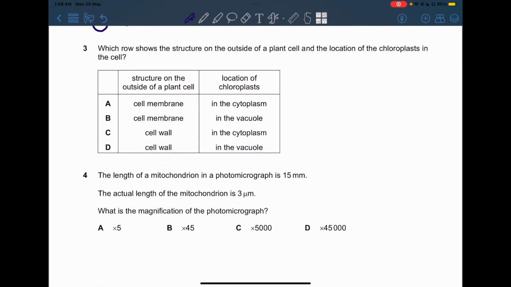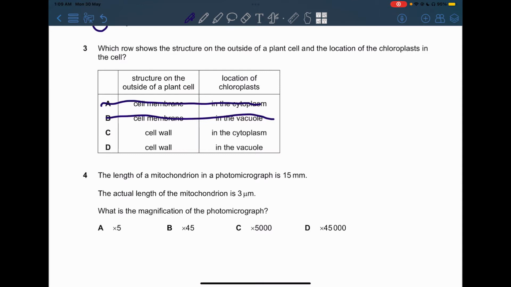Number 3, which row shows the structure on the outside of a plant cell and the location of chloroplast in the cell? Structure on the outside of a plant cell is actually cell wall and not cell membrane. Cell membrane is for the animal cells and not for the plant cells. Now C, we're going to be choosing between C and D actually. So they're saying the location of the chloroplast is in the cytoplasm or in the vacuole.